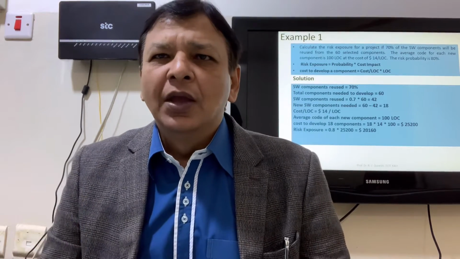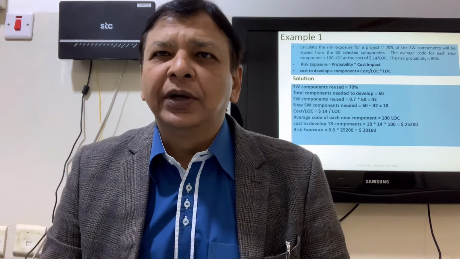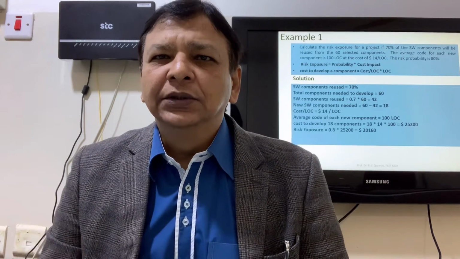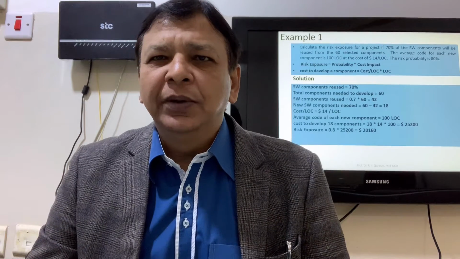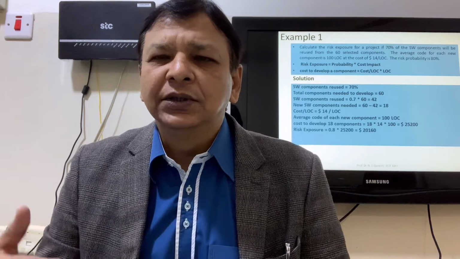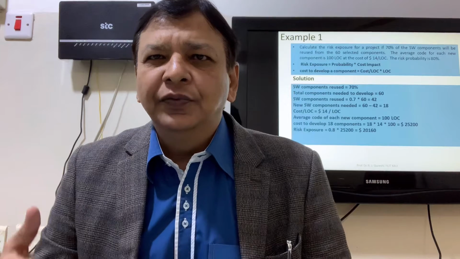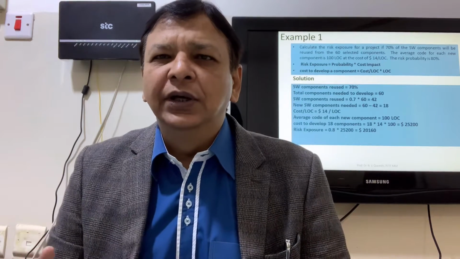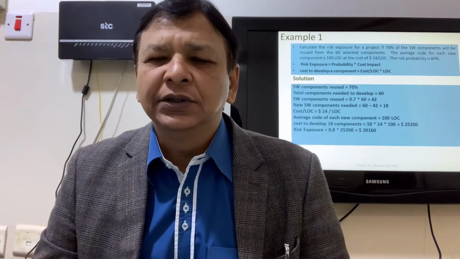$25,200. So risk exposure is equal to probability multiplied by cost impact. Probability is 80%. So risk exposure is equal to 0.8 multiplied by 25,200 is equal to $20,160. That is our exercise 1. That means if these 18 new components failed, software company has to bear the loss of $20,160.